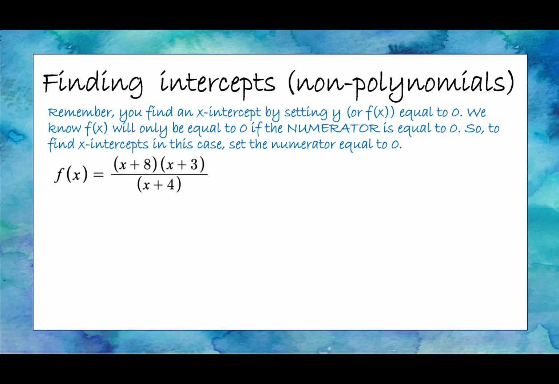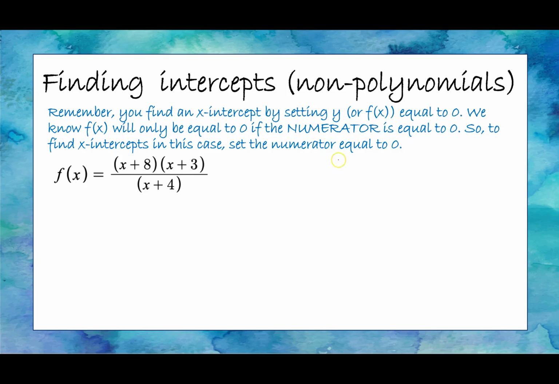All right, so if I asked you to find the x and y-intercepts of this problem, what would you do? Let's take a second to read this reminder. It says, remember, you find an x-intercept by setting y, which is f of x, equal to 0. And we know that f of x will only be equal to 0 if the numerator is equal to 0. So here's the key. To find x-intercepts, in this case, we just set the numerator equal to 0.